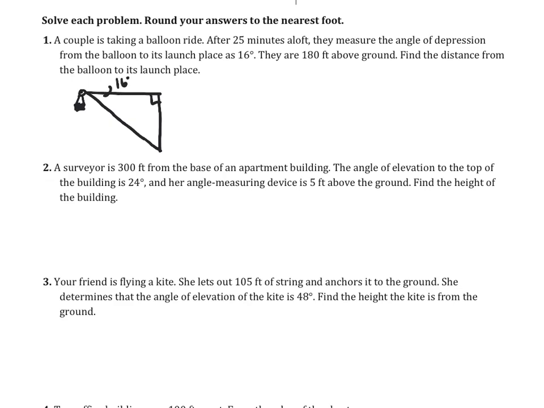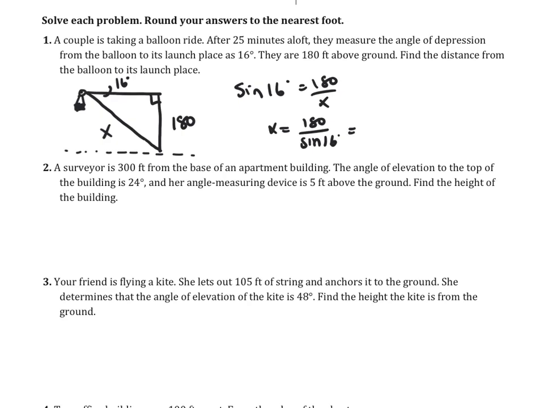At 16 degrees, they're 180 feet above the ground because our ground is here. And we want to find the distance from the balloon to its launch place. So that's x. Based on the 16-degree angle, we'll use our sine function. Say the sine of 16 degrees equals 180 over x. So x equals 180 over the sine of 16, which gives us 653.03 feet. Because we weren't directed to round it to any specific place, we'll just default to the nearest hundredth.